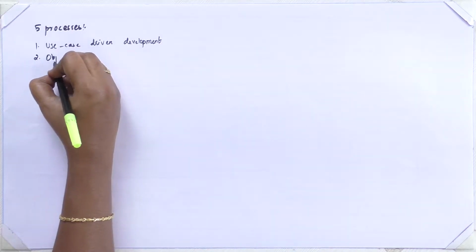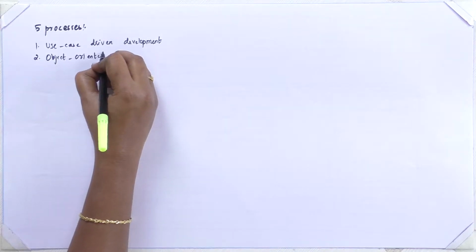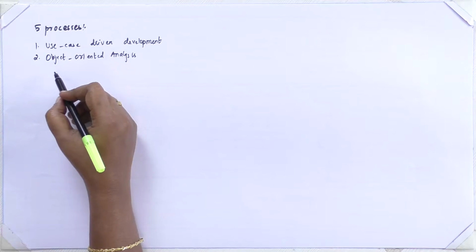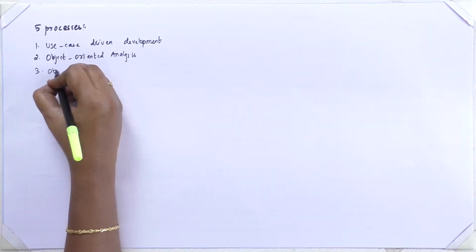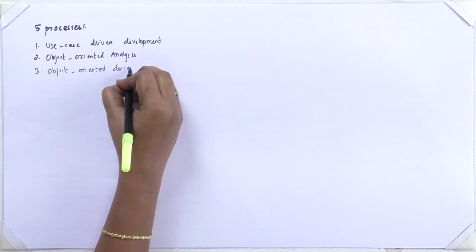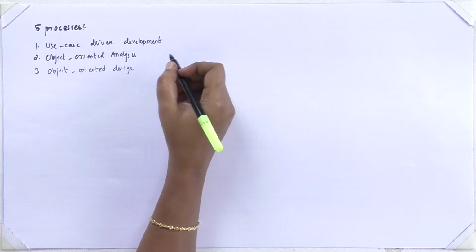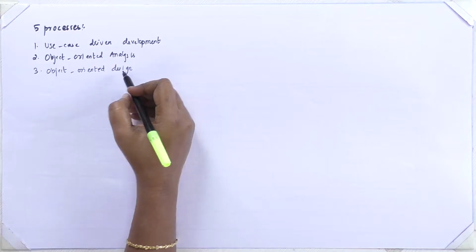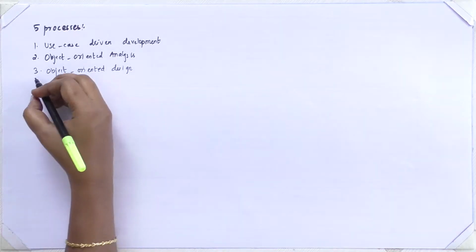The second one is object oriented analysis. You will be analyzing the object oriented concepts, so that you see how our software can be developed using these object oriented concepts. Third one is object oriented design. In this phase, after analyzing the software development, you will be moving on to the designing phase. In the designing phase, you will be using the object-oriented programming concepts to design our software.